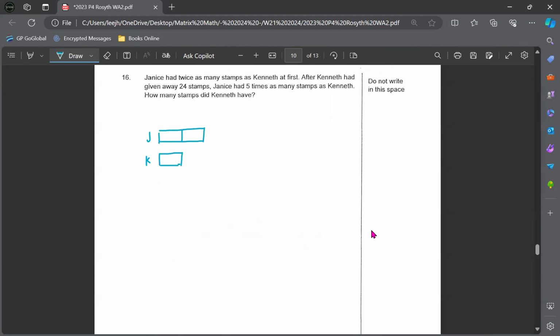Then after that, what happened? It says Kenneth gave away 24. He didn't give to Janice, gave away 24. Janice will become 5 times of Kenneth. So Janice becomes 5 units. Kenneth will be 1. So you will see, teacher, how come Kenneth 1 unit after giving away 24 still 1 unit? But what we need to know is which one remains unchanged. It's actually Janice. So Janice unchanged.